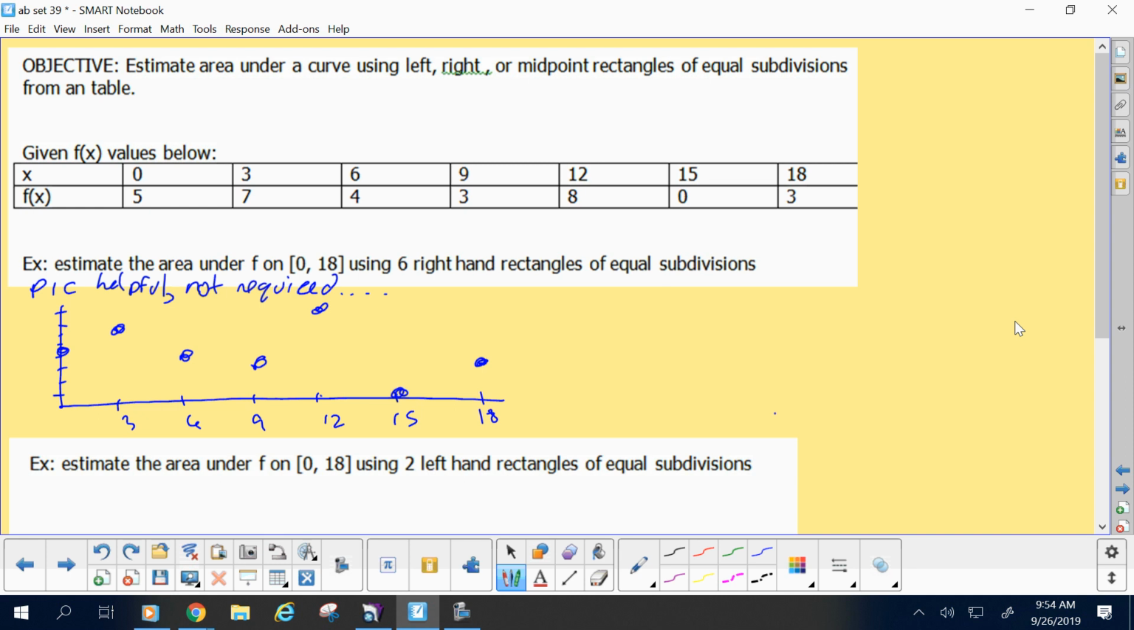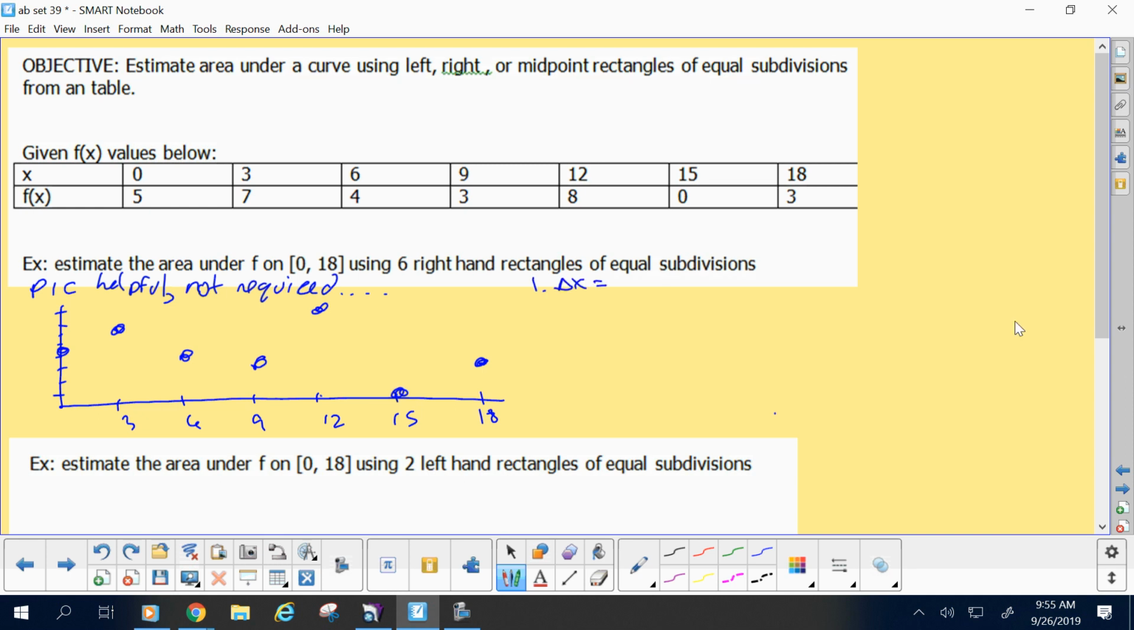So it helps me to have a picture. If it doesn't help you, then you can bypass the picture. Now, in this case, we're trying to estimate the area under this curve, whatever it might look like. The dots alone don't tell me the whole picture, but they give me an idea. Using 6 right-hand rectangles of equal subdivisions, let's start by finding what's delta x.